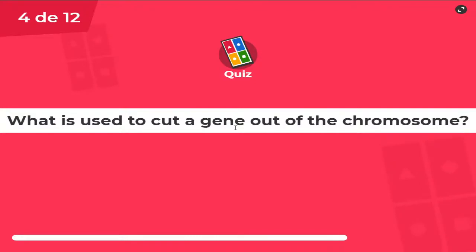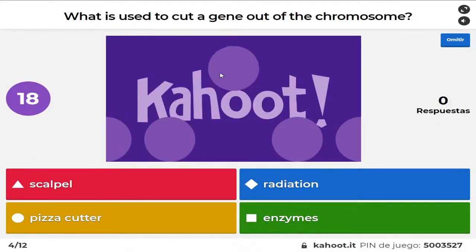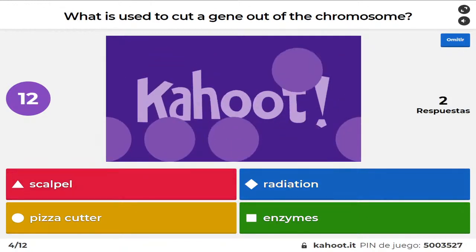What is used to cut a gene out of the chromosome? Scalpel, pizza cutter, radiation, or enzymes? What is used to cut out a gene?